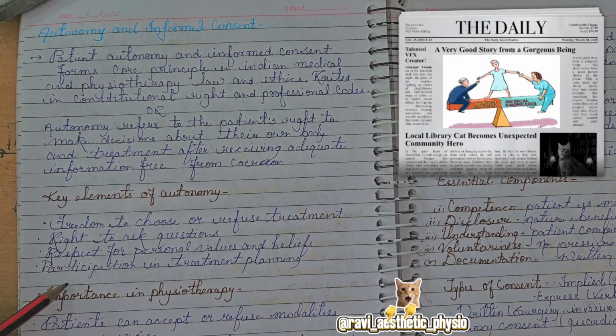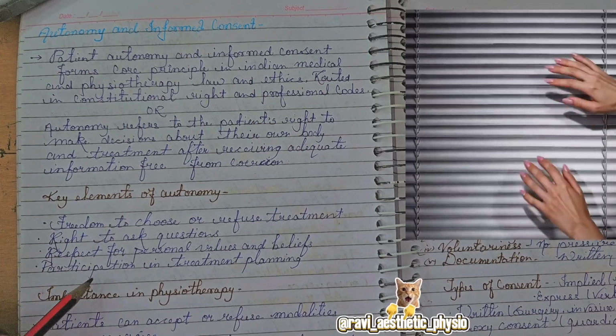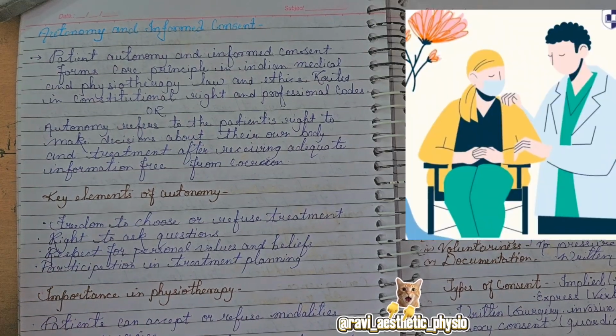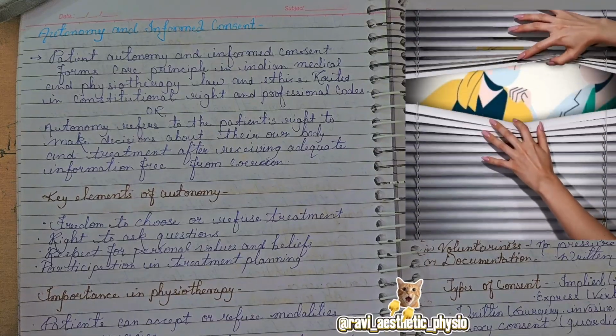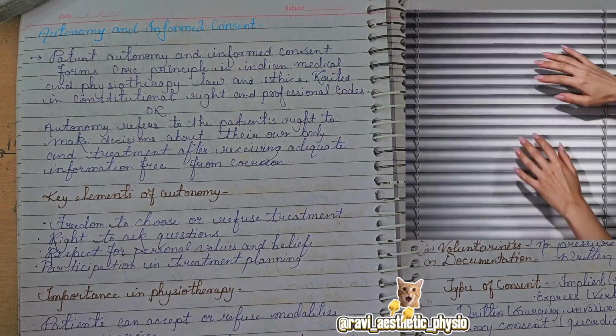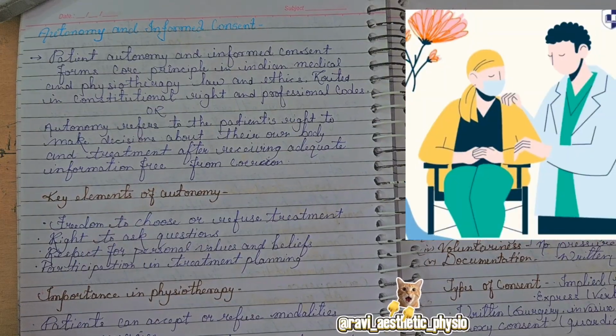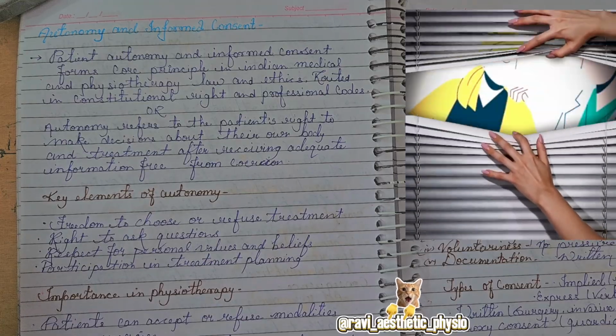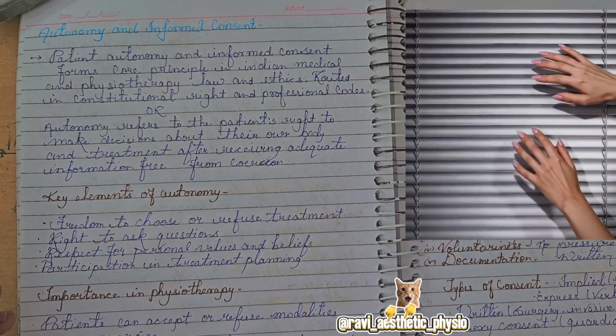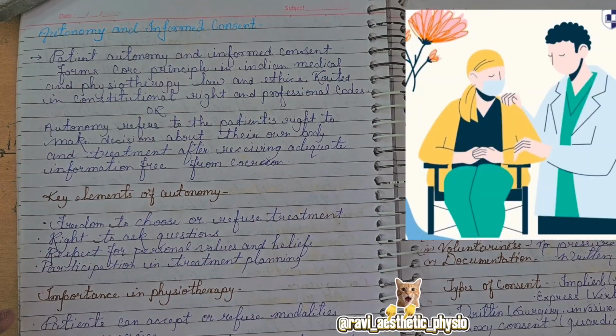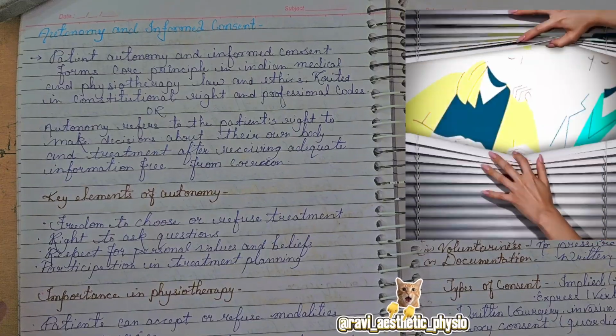The next is participation in treatment planning. The therapist must ensure that the patient is aware of the whole treatment procedure, the subsequent alternatives, and any other potential harm or dangers. So the patient must be made aware by the therapist beforehand.